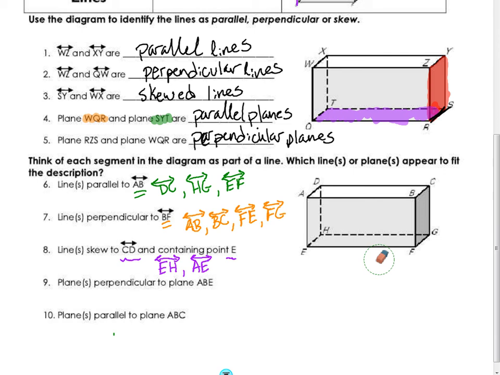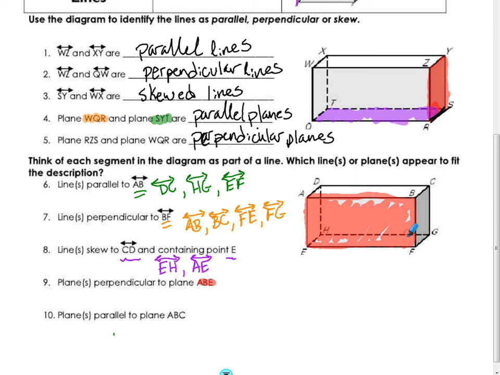Let's go ahead and in red here, let's highlight the plane ABE. That would be the front of my tissue box or rectangular prism. So that's this one right here, in the front. And perpendicular means that they have to intersect and they have to form a right angle.